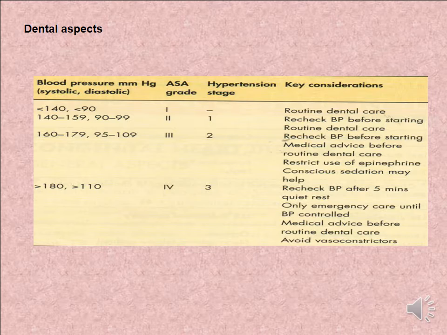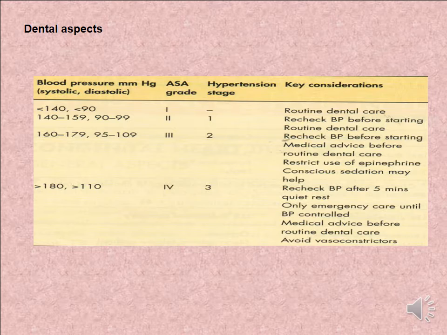Systolic blood pressure between 160 and 179 and diastolic 95 to 109 is ASA grade 3, hypertensive stage 2. Recheck blood pressure and seek medical advice before routine dental care. Restrict use of epinephrine, and conscious sedation may help.